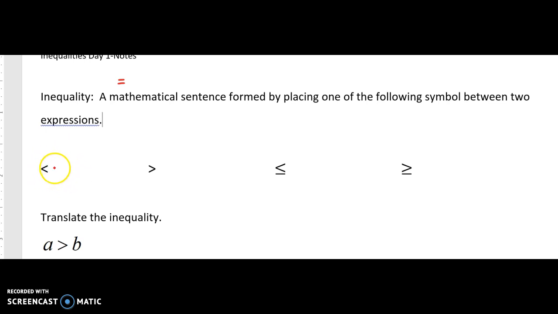So when we look at this symbol here, this symbol is the less than symbol. Okay? This symbol here is the greater than symbol. This here is the less than. But this little line underneath tells us or equal to. And this one would be greater than or equal to. Okay, so these little lines underneath tell you could also be equal to, right?